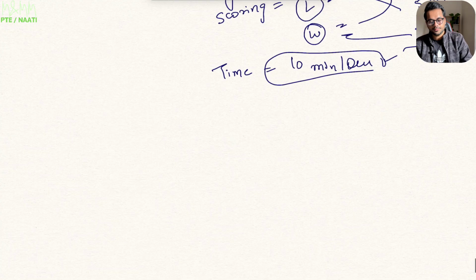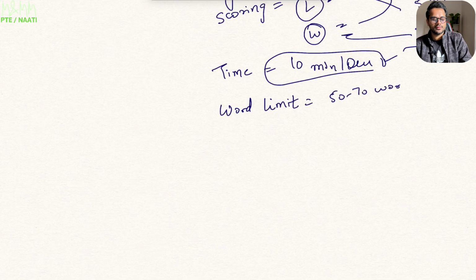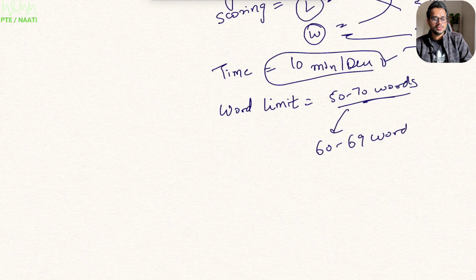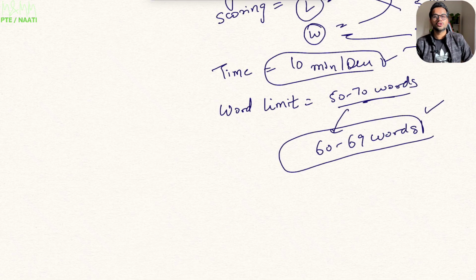Now, what do we have to do? Another thing we have to keep in mind is the word limit. According to Pearson, the word limit is between 50 to 70 words. However, we do recommend typing between 60 to maximum 69 words to get a full score.